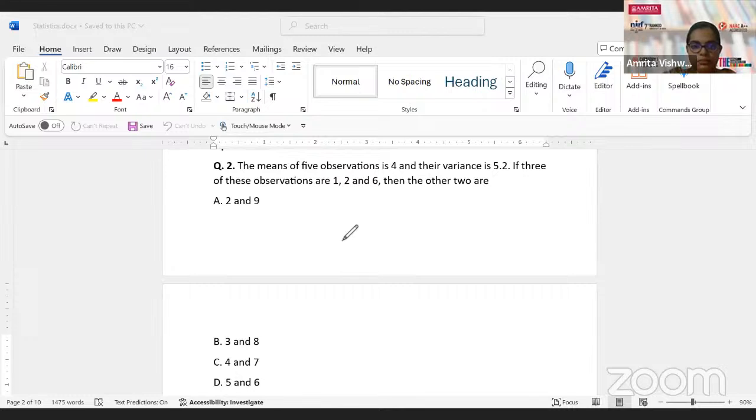So yes, we have 5 observations. Their mean value is 4. Their variance is also given, that is 5.2. And among those 5 observations, 3 observation values are given, that is 1, 2, and 6. And it is asking you to find out the other 2 values. Is it something like 2, 9, 3, 8, 4, 7, or 5, 6? So those children who have completed, requesting them to type the answer in the chat box, and then we can start our discussion.